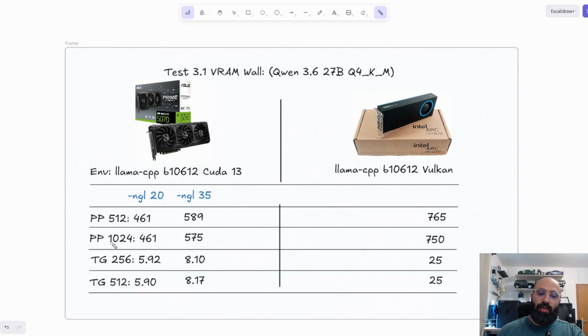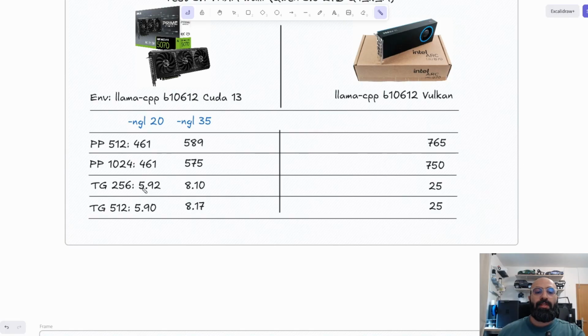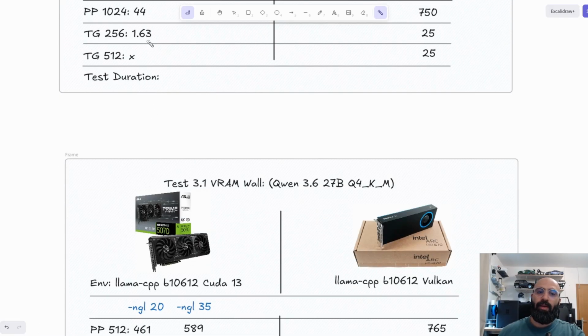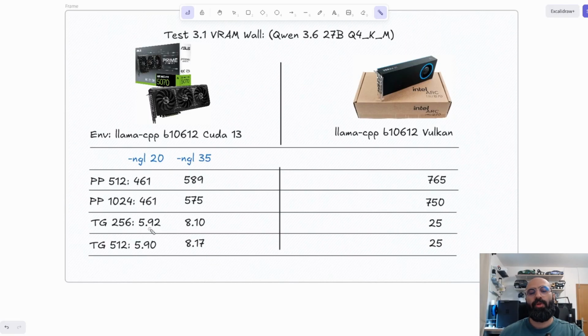For 1000 tokens prompt processing, we have 461 on the 20 layers, and on the 35 layers we have 575. For the token generation here, we can see from 1.6 earlier to 5.9 tokens per second, and on the 35 layers we have 8.1 tokens per second. Not a big difference when it came to the 512 token generation.